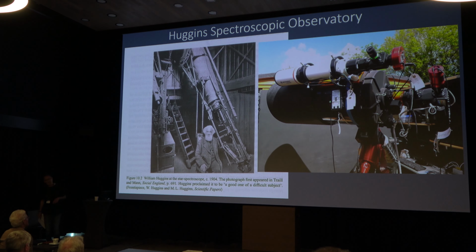Okay, so this is my observatory in the UK, called the Huggins Spectroscopic Observatory. Sir William Huggins was a Victorian amateur astronomer and pioneer in spectroscopy, and he had his observatory. He was working from about 1860 to about 1900 or so. He died in 1910, and I just decided to name my observatory after Huggins.